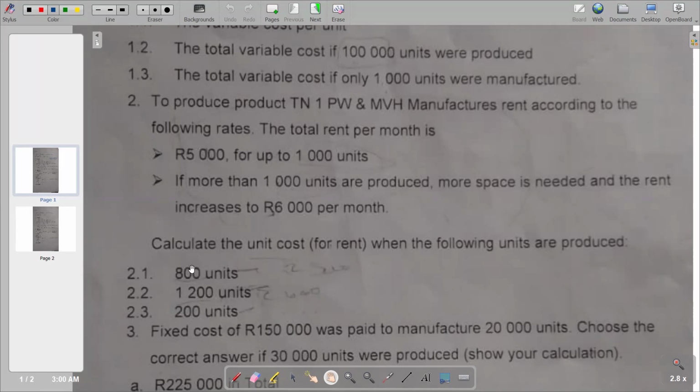So on the question part, it is to calculate the unit cost for rent when the following units are produced. 800 units is in the first band, which is up to 1,000 units. So we're going to say 5,000 divided by 800. Remember, to calculate fixed cost per unit, which is rent per unit, we take the total rent, which is 5,000 rands, divided by the number of units, which is now 800. So we can put the formula down first.